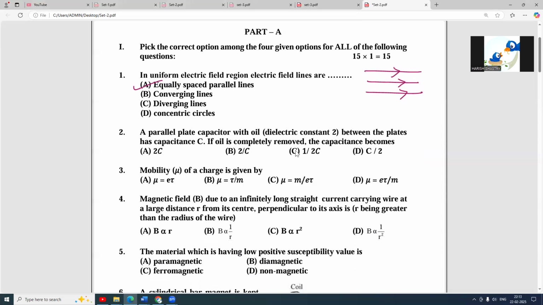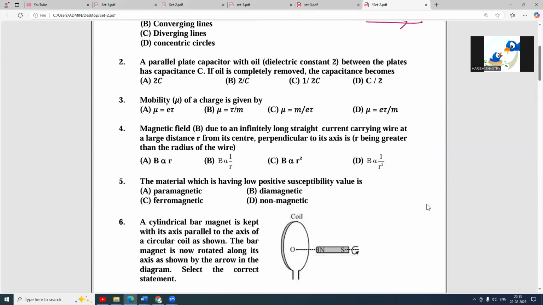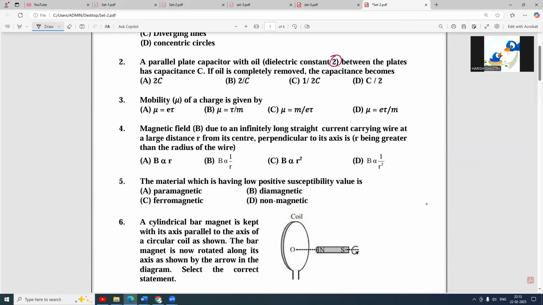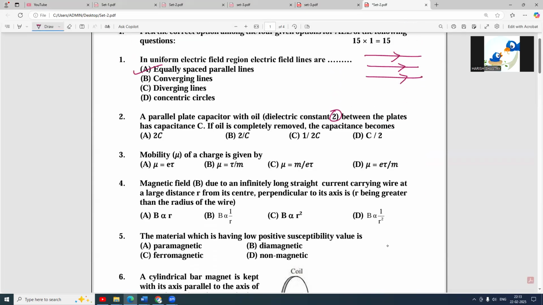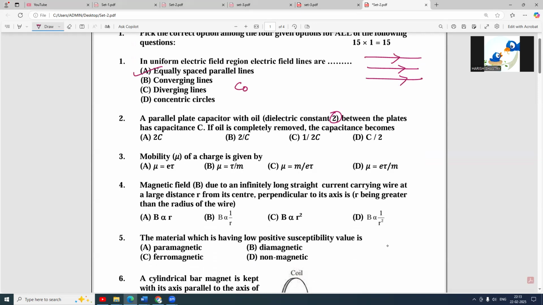A parallel plate capacitor with oil as dielectric, of dielectric constant 2, between the plates has a capacitance C. The oil is completely removed. The capacitance becomes... You know that capacitance with air as dielectric, usually we use the notation C naught, which is epsilon naught A by d.